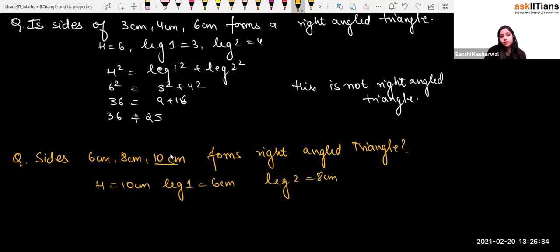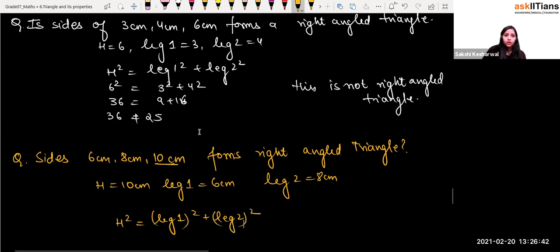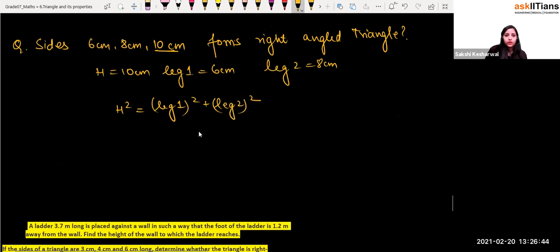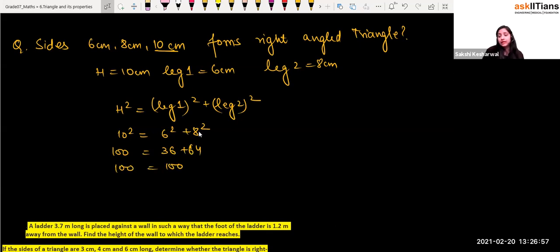So if I say that h square is equal to what, beta? Leg 1 square plus leg 2 square, right? Now just see, this is 10 square and this is equal to 6 square plus 8 square. So 10 square is 10 into 10, 100. 6 square is 36 plus 8 square, 64, which is equal to 100. 100 is equal to 100. So we can say that LHS is equal to RHS, right? So it satisfies the Pythagoras theorem. So we can say that this follows the converse of Pythagoras theorem.